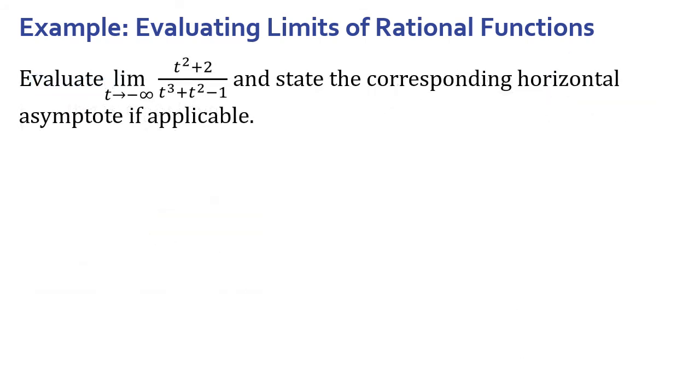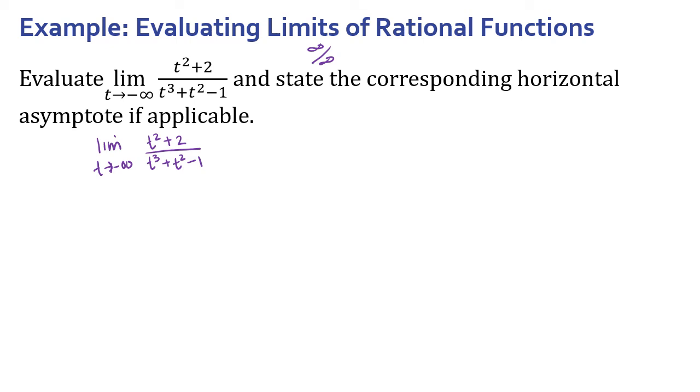Let's do some more. Evaluate the limit as t approaches negative infinity of t squared plus 2 over t cubed plus t squared minus 1, and state the corresponding horizontal asymptote if applicable. Right now, if I substituted in negative infinity for t, I'm going to end up getting a huge number on top and a huge number on bottom. So this isn't going to work. I'm going to be in that indeterminate form.